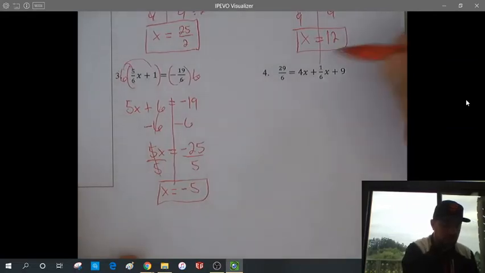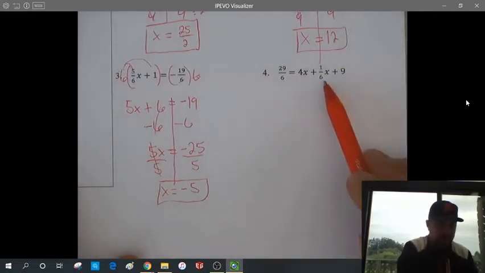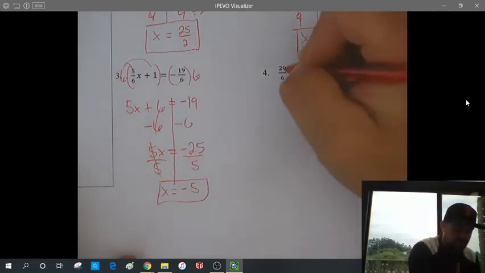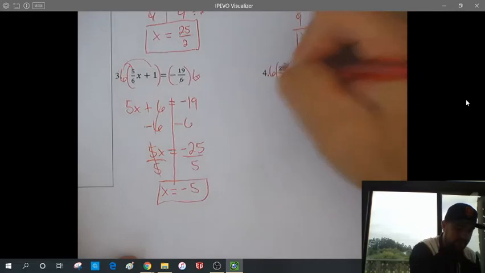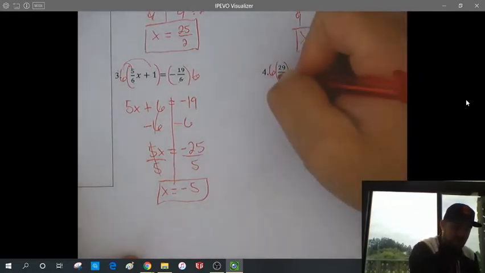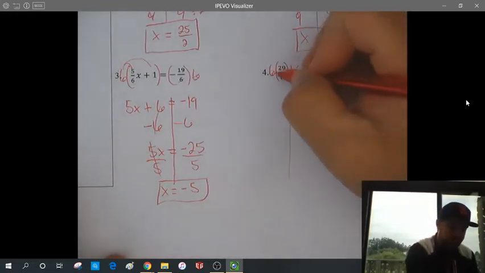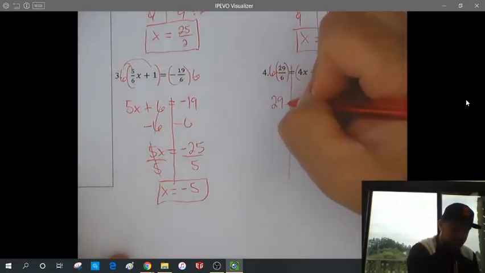Okay. The last one here, number 4. Again, I have two fractions here. Both of them have denominators of 6, just like in number 3. So if I multiply the entire side of the equation by 6, both sides of the equation, that is, here the 6's cancel and leave me with just 29.